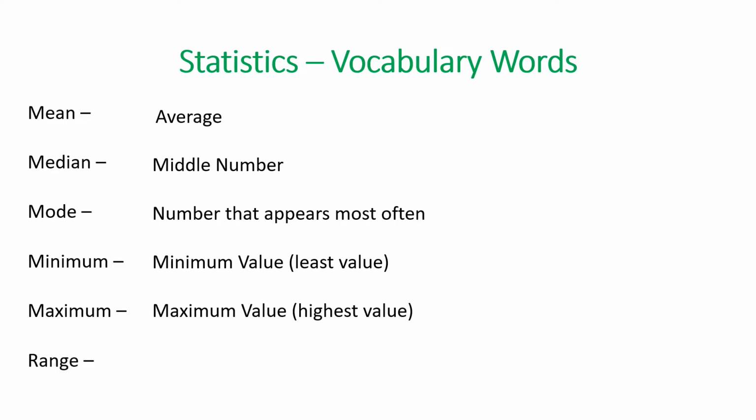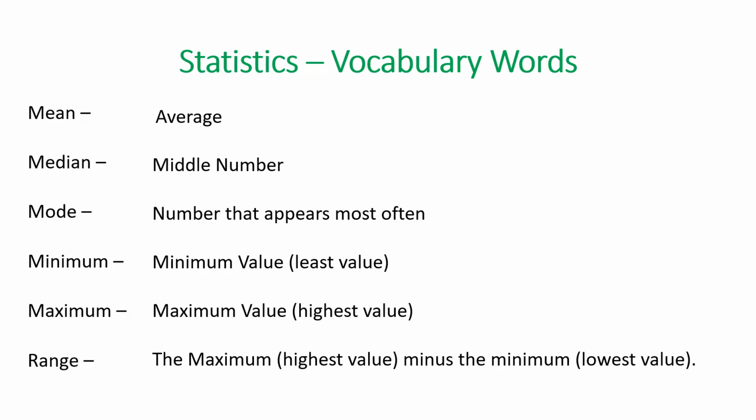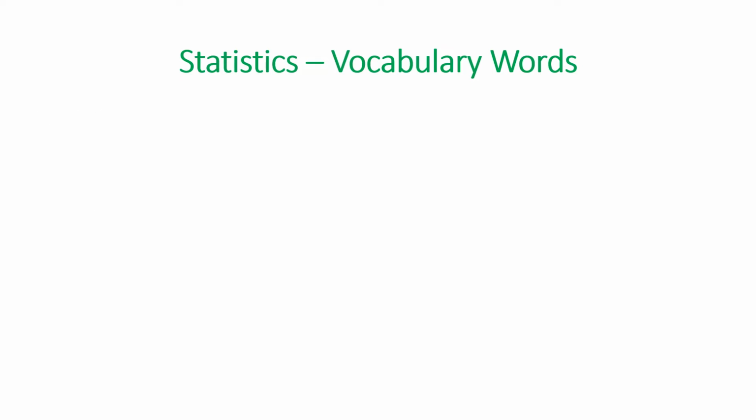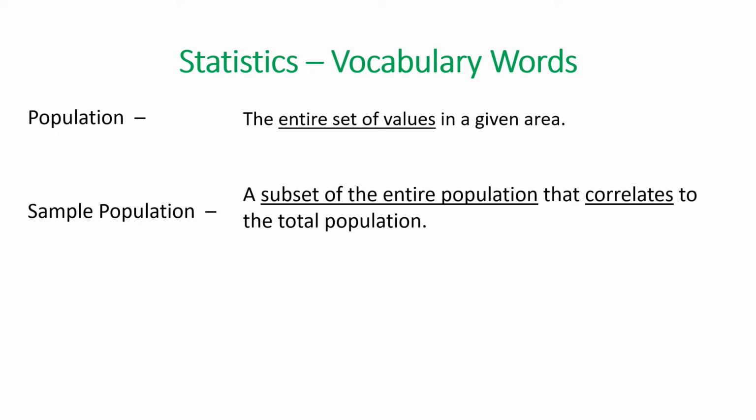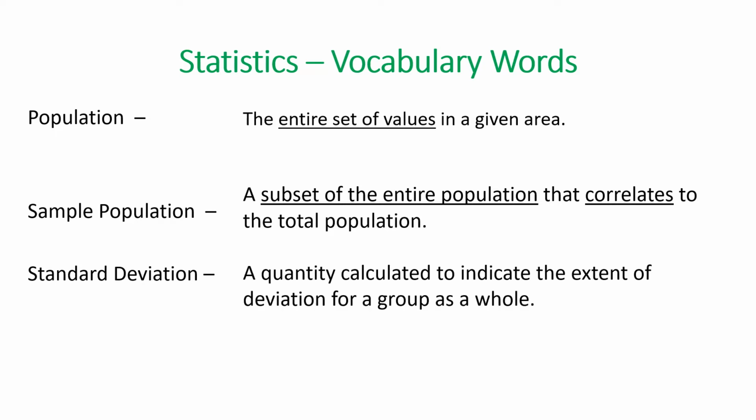The range is the number that can be calculated by taking the maximum and subtracting the minimum. The population is the entire set of values in a given area. The sample population is a subset of the entire population that correlates to the total population. The standard deviation is calculated to indicate the extent of deviation for a group as a whole.